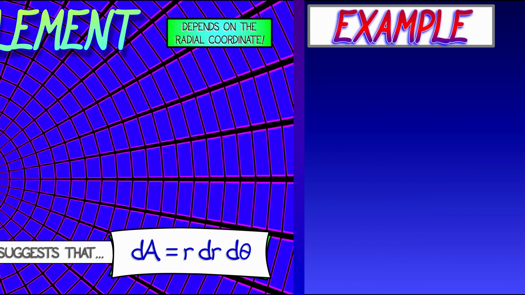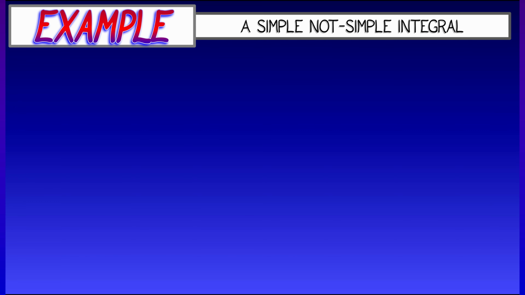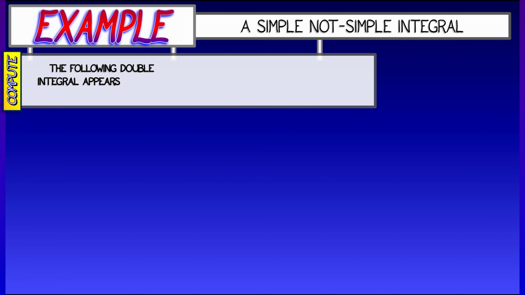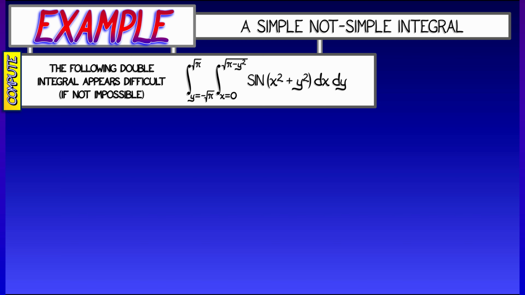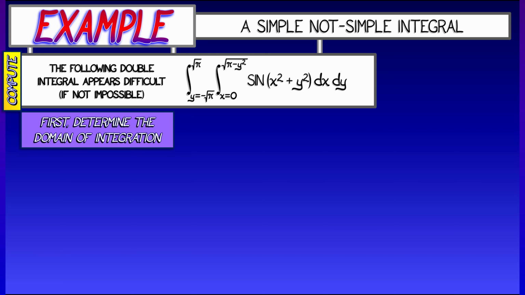Okay, so let's assume that area element and turn to a simple, but maybe not so simple, integral. Let's say I want to compute the double integral of sine of quantity x squared plus y squared, as x goes from 0 to root pi minus y squared, and y goes from minus root pi to plus root pi.